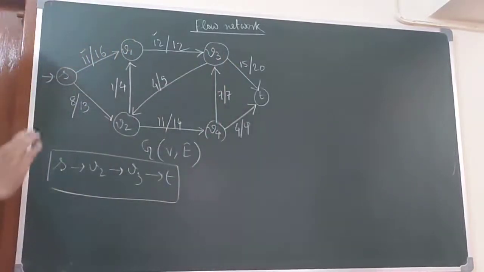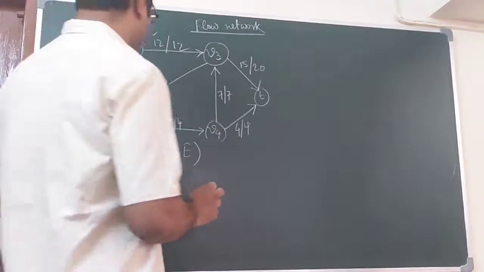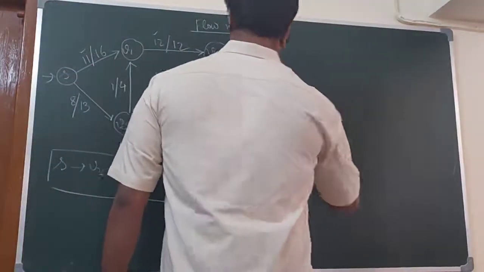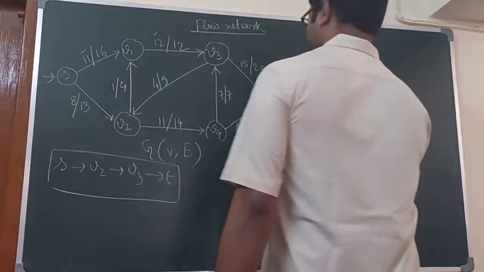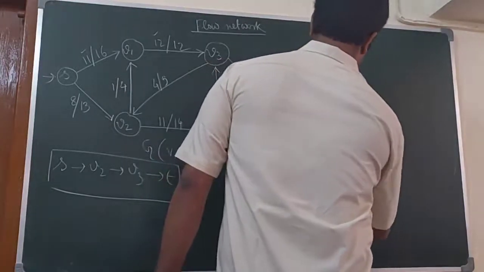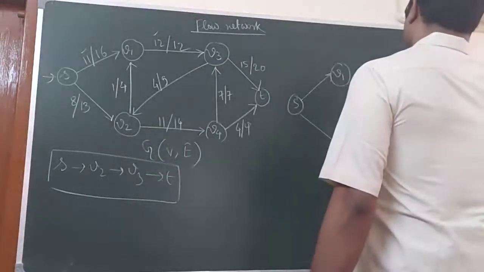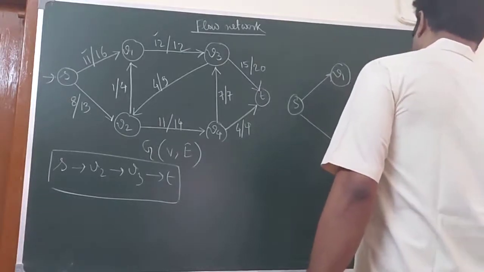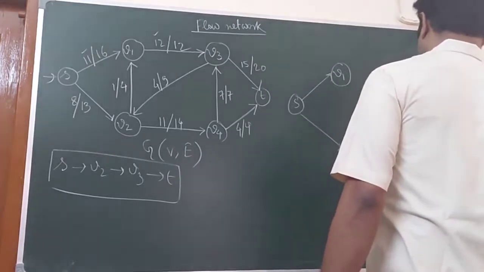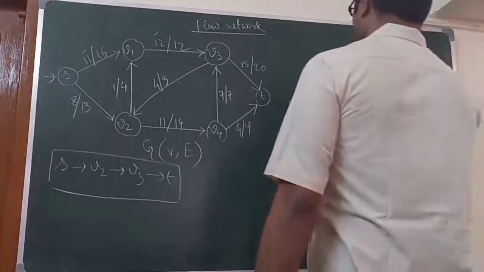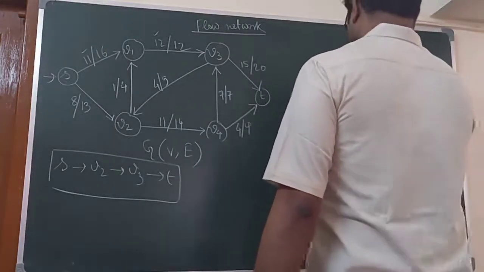So first construct the residual graph. S, then V1, V2, V3, V4 and T. So this is the graph.